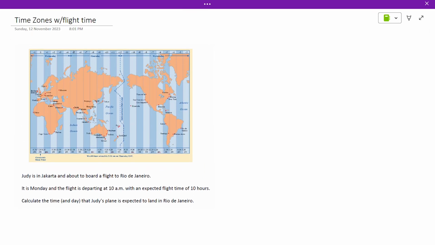Hi everyone, today we've got a time zone question with flight time as well. So we've got a world map here with the time zones added in at the top, and there's a question down below. Judy is in Jakarta and about to board a flight to Rio de Janeiro. It is Monday and the flight is departing at 10 a.m. with an expected flight time of 10 hours. Calculate the time and day that Judy's plane is expected to land in Rio.